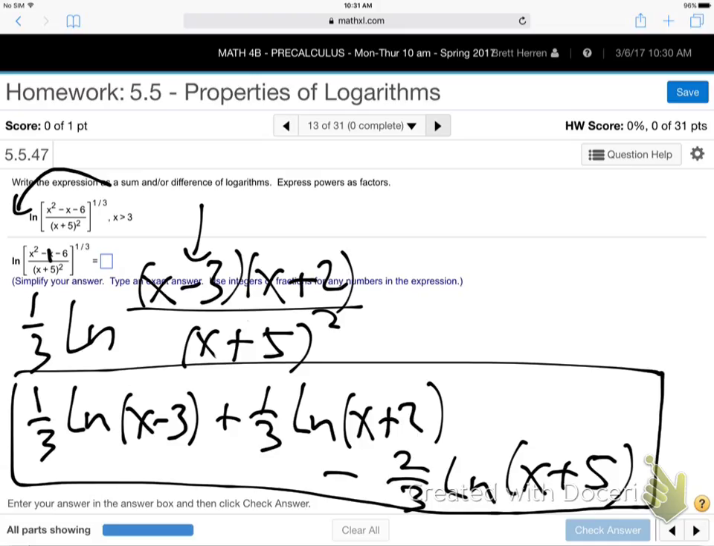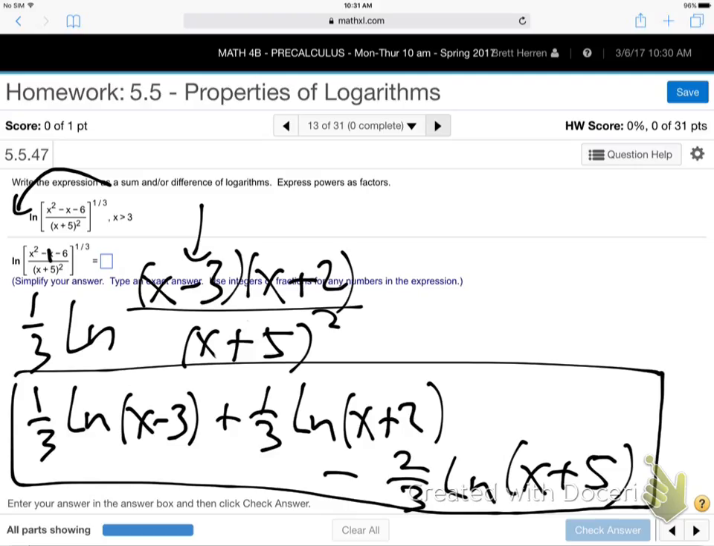Because the 1/3 was in front of the whole log. So when you break it into 3, it's going to distribute to everybody. And the power 2 came in front to make it 2/3 on the last one. And the last one's subtracted because it's divided. And the first two are added because they're in the top, they're multiplied. Is that making sense? So you guys are getting the hang of that rule.